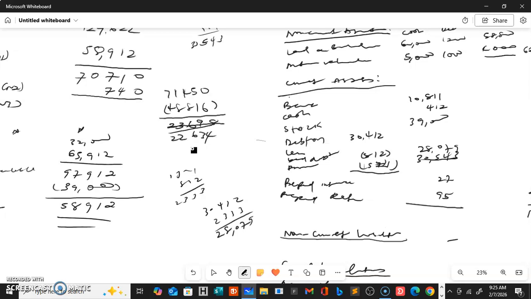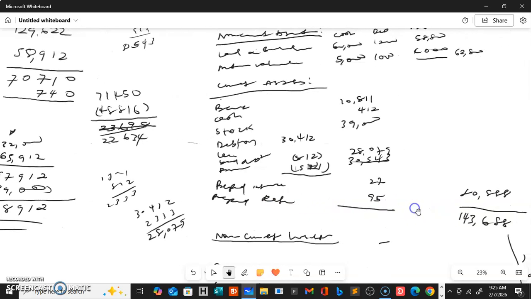Okay, so now we add up the total assets. This should give us total current assets of 78424. Please let me strike this off. 78424.